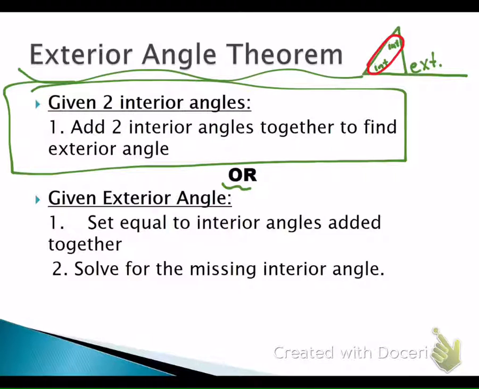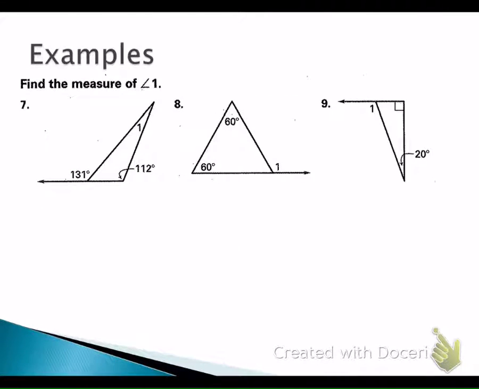The bottom half says if you're given the one on the outside, and you're looking for one of those two interior angles across, you can just subtract them. So if two things add to give you the one on the outside, and you have the one on the outside, you'd subtract to find one of the ones on the inside. So you just need one of these in your notes.